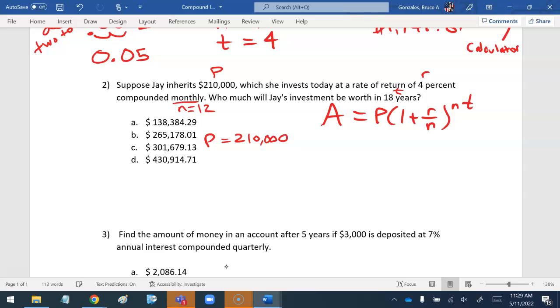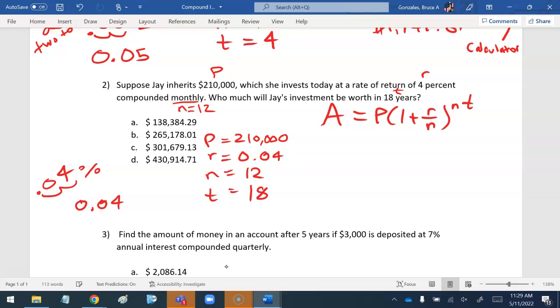So again, P is 210,000. R, again, if it's 4%, I have to move it 2 to the left. So that's 0.04. So 0.04 is my R. My N, again, if it's monthly, there are 12 months in a year. And my T, the amount of years, is 18.